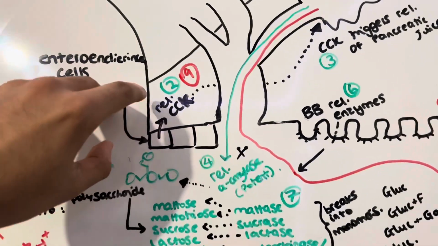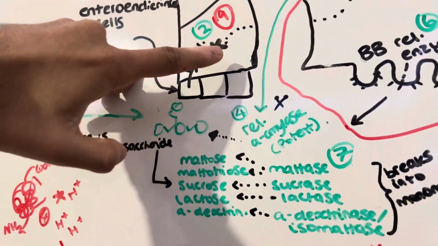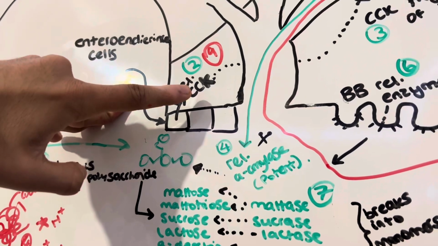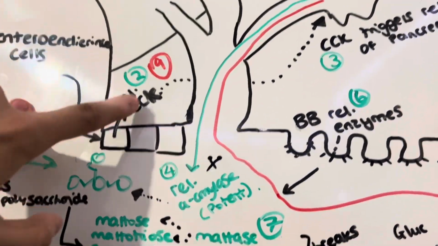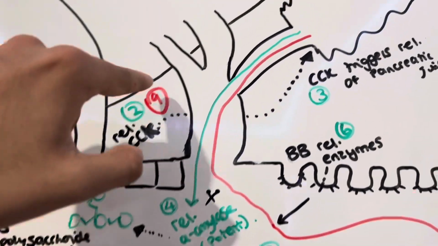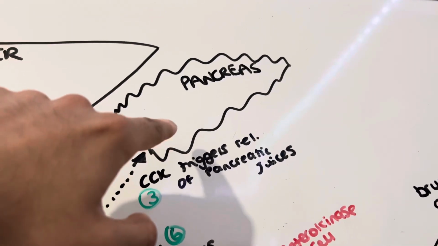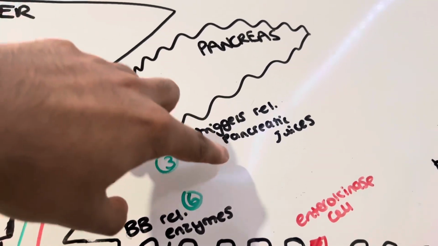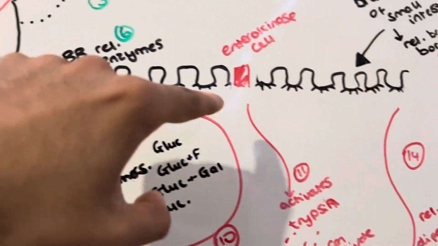It causes the release of CCK. CCK, once again, I think it's cholecystokinin. Enteroendocrine cells release CCK. CCK goes over here into the pancreas, next to the pancreas. CCK triggers the release of pancreatic juices. So let's follow the red line over here.